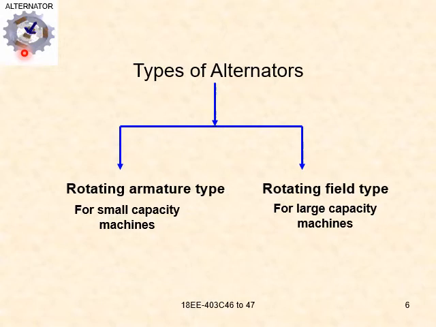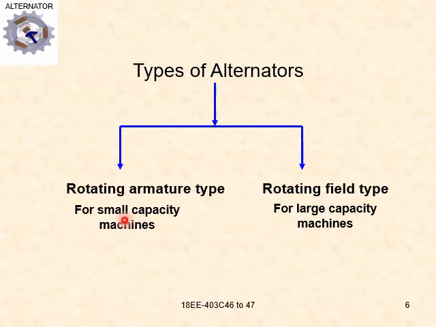So always, if you want to give supply to or take supply from a device, that is done only through the armature. So here we have two types: one is rotating armature type and the other is rotating field type. We have seen rotating armature type for DC machines, that is for small capacity machines, and now we are seeing rotating field type. This is for large capacity machines.